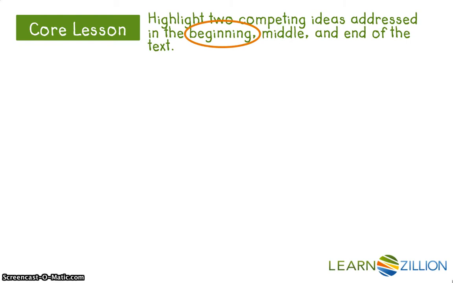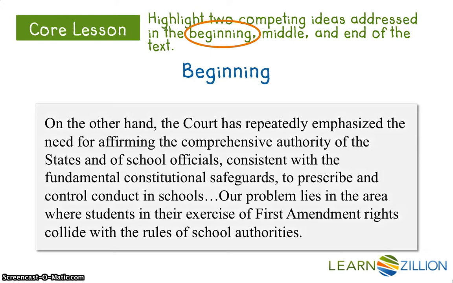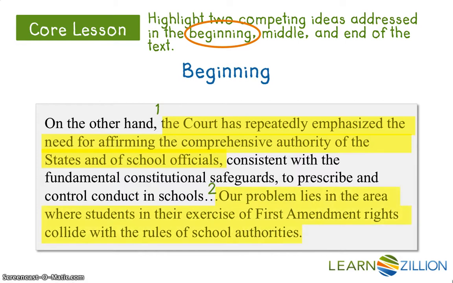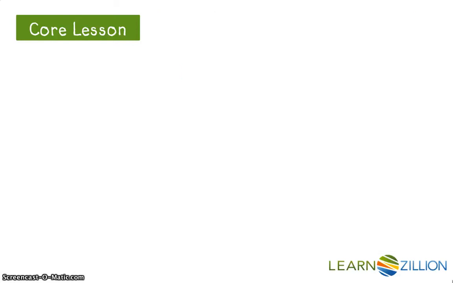First, I'm going to look in the beginning of the text. Here, I'm only going to highlight places where I see competing arguments and later make notes about what those arguments are. So first, I see the court uphold the authority of the school officials, and the competing idea is the rights of the students when they collide with school authorities.